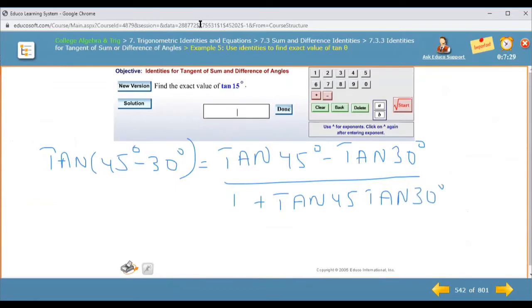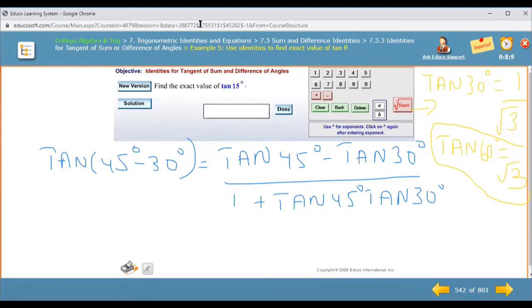Now the reason I say this is, if you look at the mini table, I'm writing the values of the mini table here. Tangent 30 is 1 over radical 3, but tangent 60 is simply radical 3. So I will always recommend you to use tangent 60 rather than tangent 30, if you have an option.